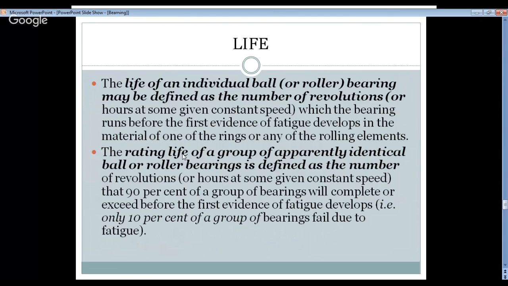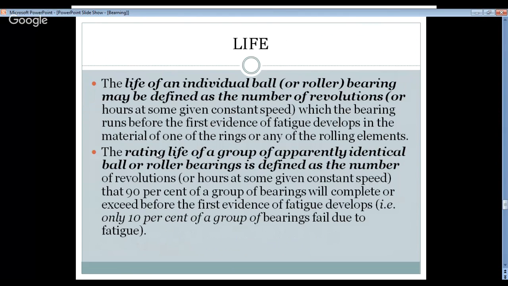the rated life of a group of apparently identical ball bearings is defined as the number of revolutions, or hours at some given constant speed, that 90% of the group of bearings will complete or exceed before the first evidence of fatigue develops. Only 10% of the group of bearings will fail due to fatigue, and this 10% is a key criterion for the design. That rated life is treated as L10 life.